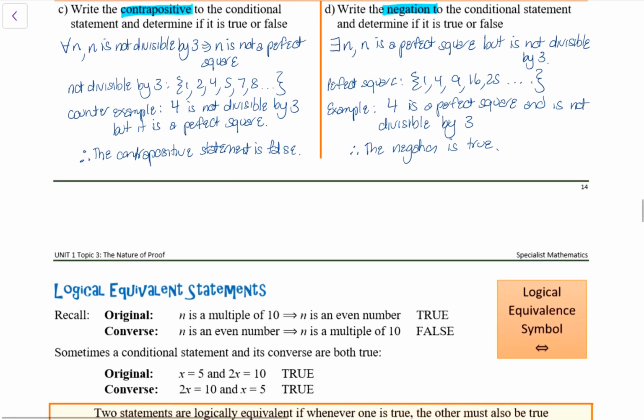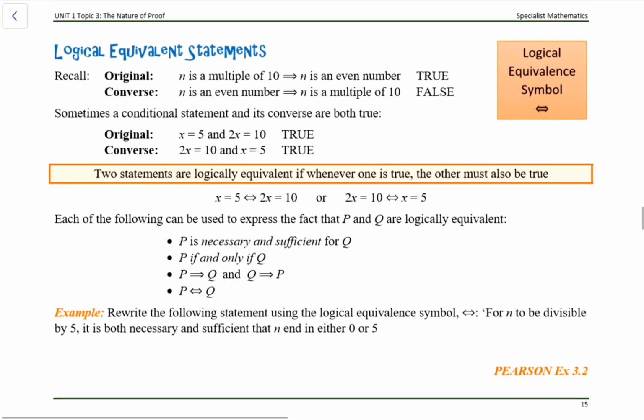Okay, last lot. Logical equivalent statements. Recall, our original: n is a multiple of 10, which implies n is an even number. That is true. The converse of that was n is an even number, which implies n is a multiple of 10. That was false. Sometimes a conditional statement and its converse can both be true.